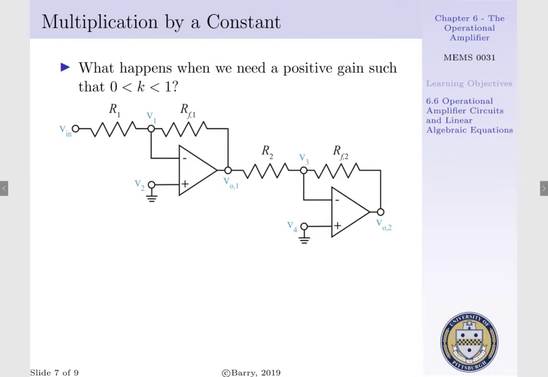Now, as an aside, what happens if we need a positive gain such that we need a positive value between 0 and unity? Well, we could put two inverting operational amplifiers back to back. Vin would be our input and Vout1 would be our output for our first inverting operational amplifier.